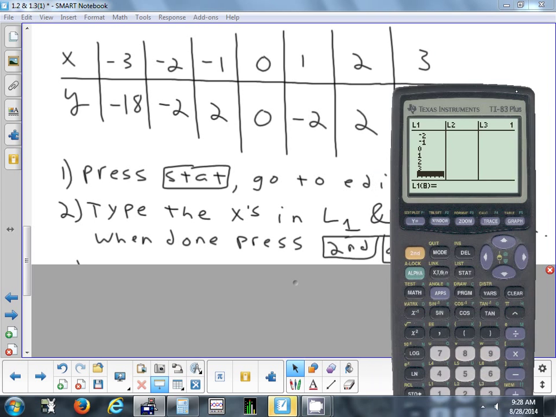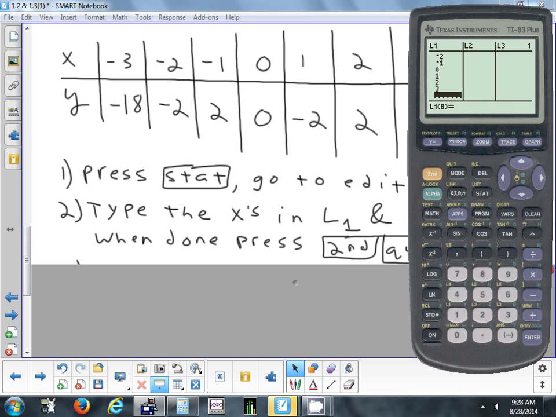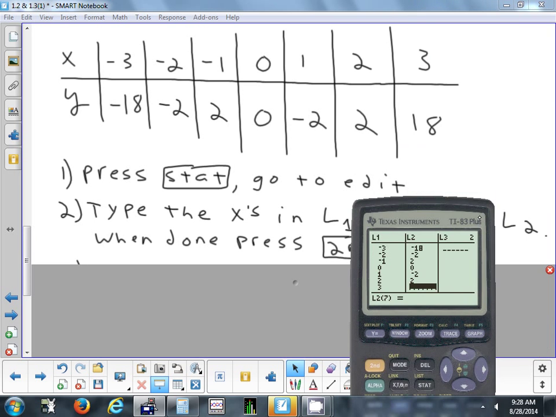And now type in your y values. So if you just hit your right arrow, it'll go back over to L2. Type in -18, -2, 2, 0. You just keep hitting enter each time. -2, 2, and I think it's 18 again. Yeah.